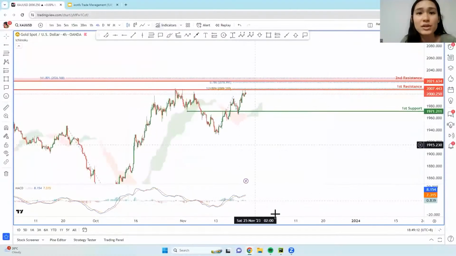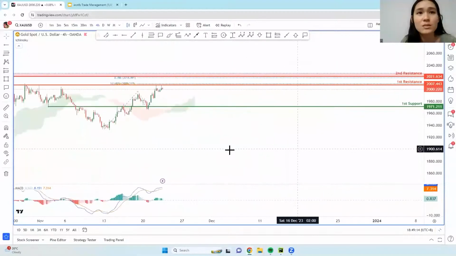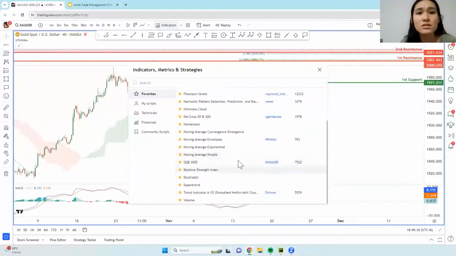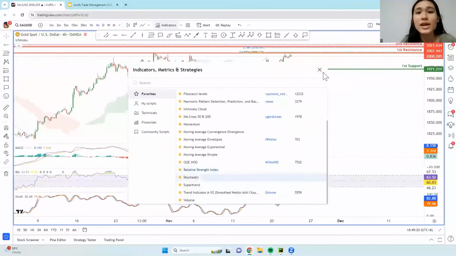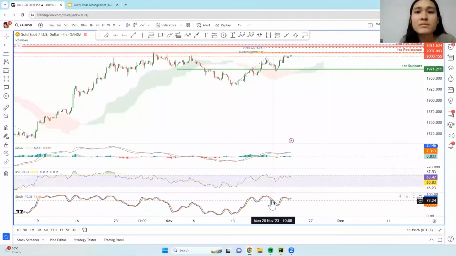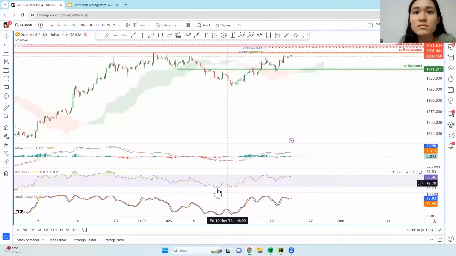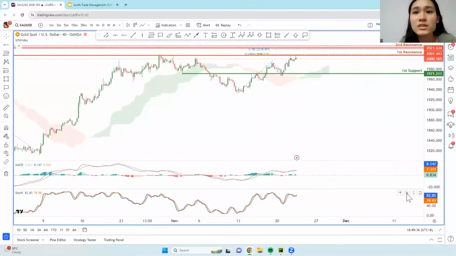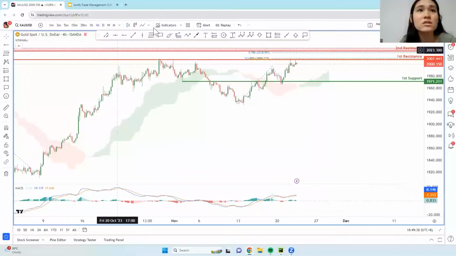Price is moving above the Ichimoku cloud, so it's giving us a bullish signal. MACD is also giving us a bullish signal. Let's look at RSI and stochastic. They aren't really telling us much.